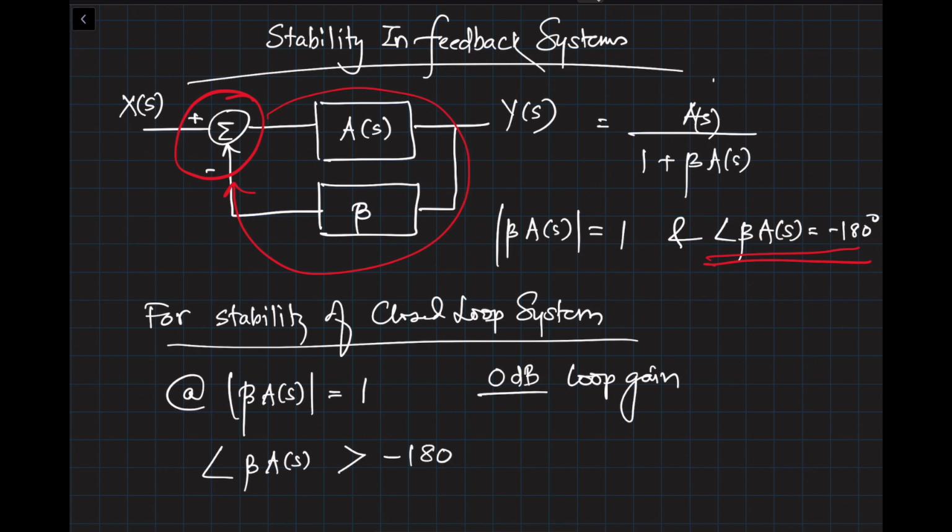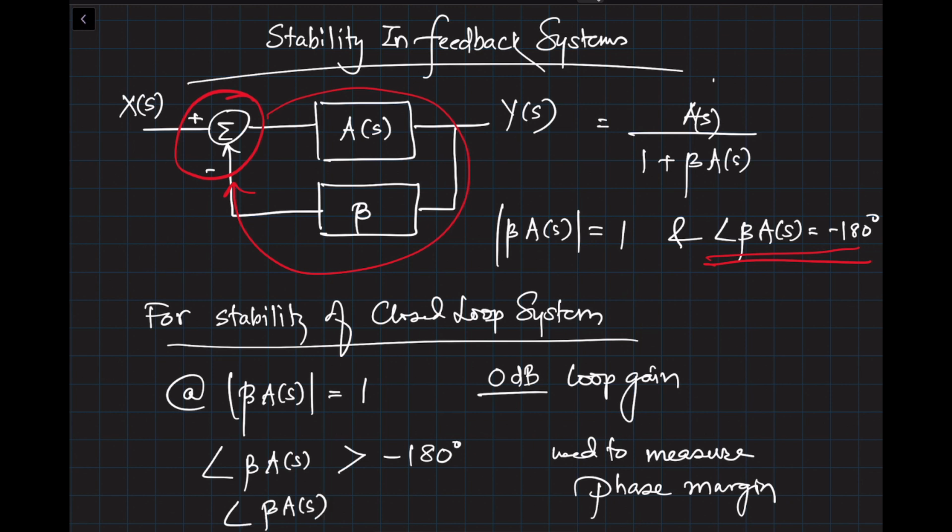than minus 180 degrees. Okay, we know for sure that at minus 180 degrees we have oscillations. So we would like it to be greater than minus 180 degrees. And how far you are from this condition is what we call the phase margin, and it's referred to in degrees. So this is used to measure phase margin. So let's say the angle of beta times A of S is, let's say, minus 120 degrees at beta times A of S equal to 1 at that frequency. Then we say that, hey, I have a 60 degree phase margin.